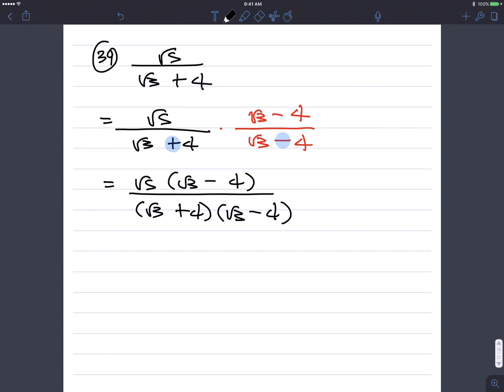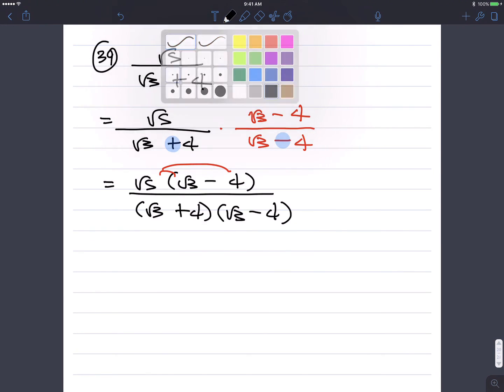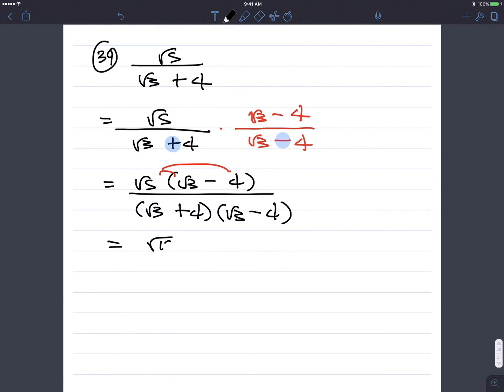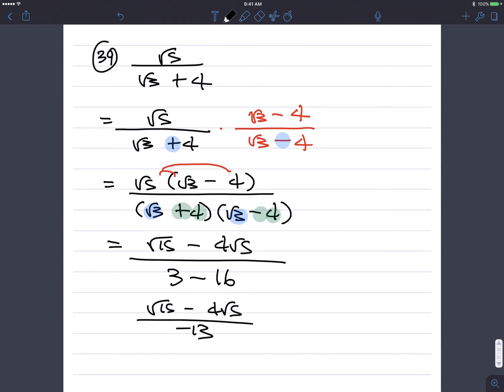In your numerator, you're going to distribute. We get square root of 15 minus 4 times the square root of 5. In the denominator, we multiply our first terms. Square root of 3 times square root of 3 is just 3. And then we multiply the last terms. Positive 4 times negative 4 is negative 16. So we get square root of 15 minus 4 times the square root of 5 over a negative 13.